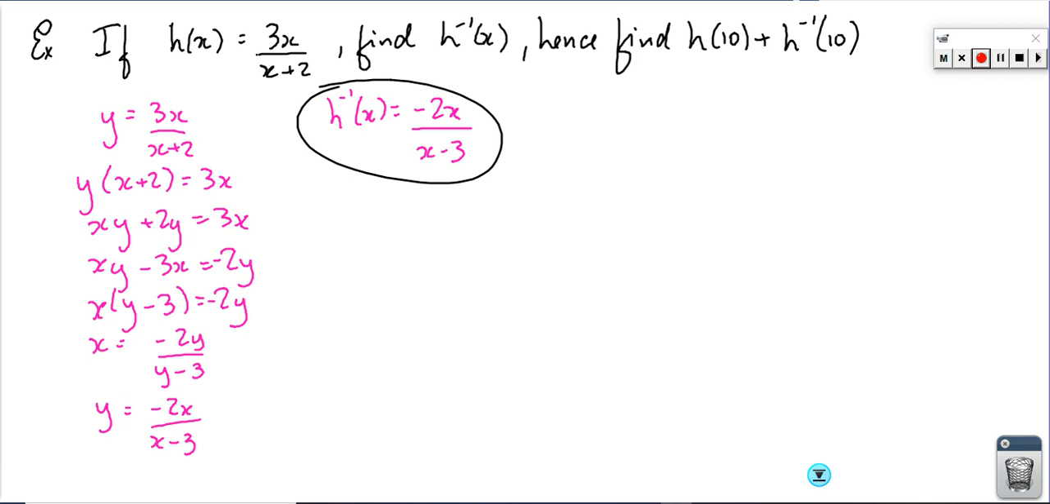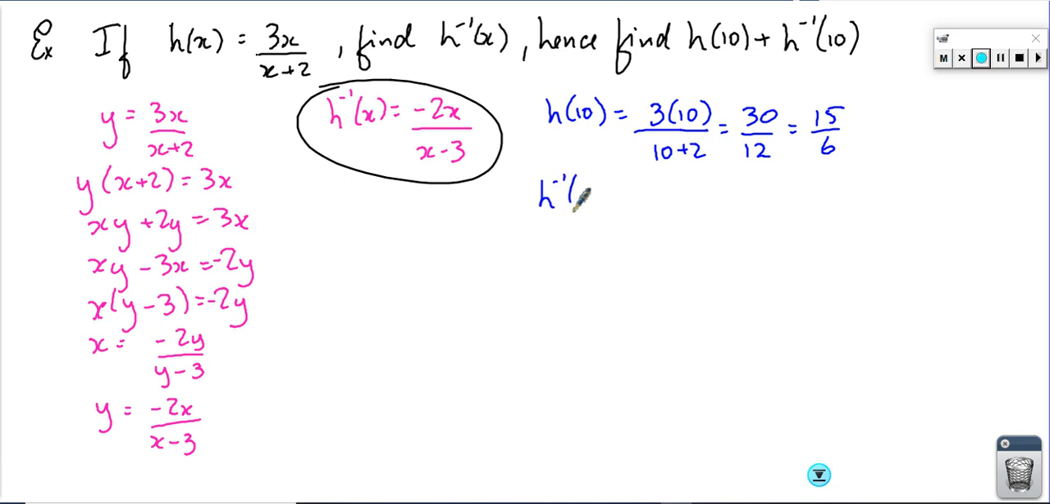So what is h(10)? We're going to start from h(10). So h(10) is 3 times 10 on (10 plus 2). That's 30 on 12, which is 15 on 6. I'm going to leave it as it is. h^-1(10) is minus 2 times 10 all over (10 minus 3). That's minus 20 on 7.